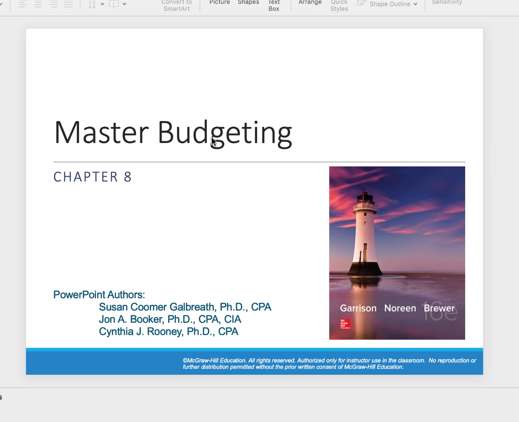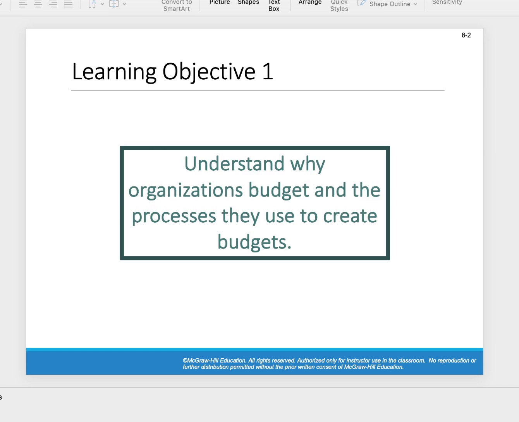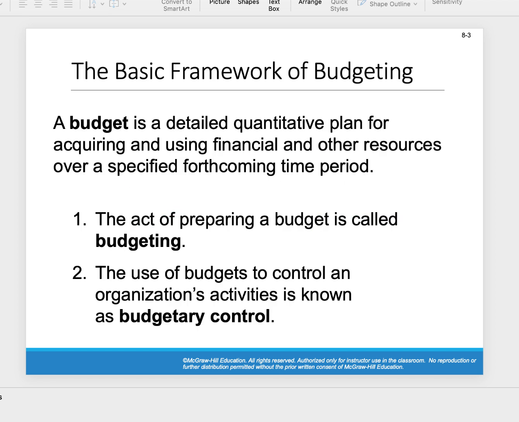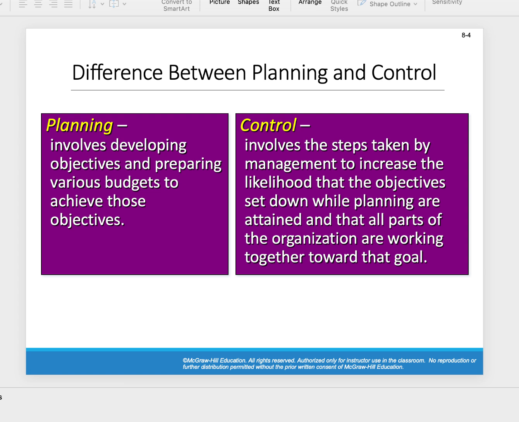So let's look at master budgeting. The book really does a pretty good job, I think, of explaining what exactly a master budget is. So I'm not going to waste your time talking about why organizations budget, right? What processes do they use? You can pull that out of the reading, and there's some detailed questions in the study guide about that.